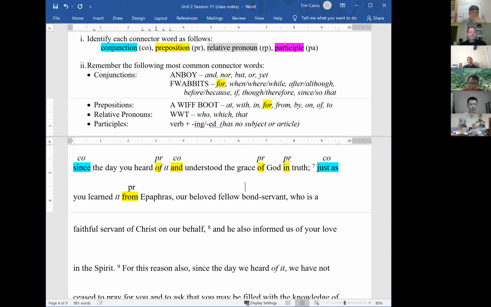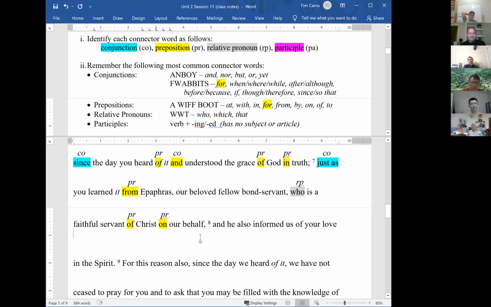And our beloved fellow bond servant, who is a relative pronoun. Very good. Yes. Is a faithful servant of, of is a preposition. Yes. And on our behalf, on is a preposition. All right, good. That's verse 7.